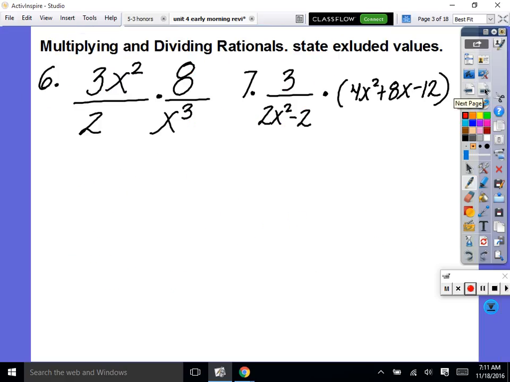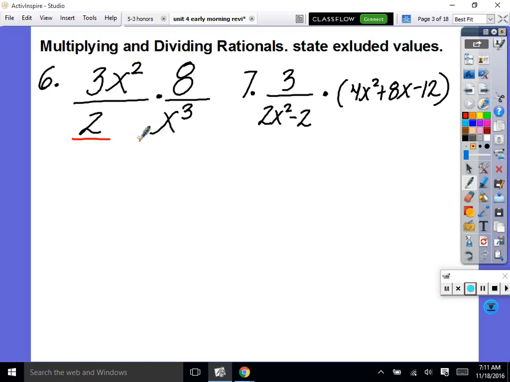Okay, so then the next section will be multiply and divide the rationals. Remember with these, you do not need a common denominator. If you get one, you're going to get it wrong. Multiply and divide the rationals, state excluded values. That's the most important thing with these, is stating the excluded values, because those are the easy points that people miss. So before you do anything with these, look at your denominators, have all your denominators factored out, and state your exclusions.